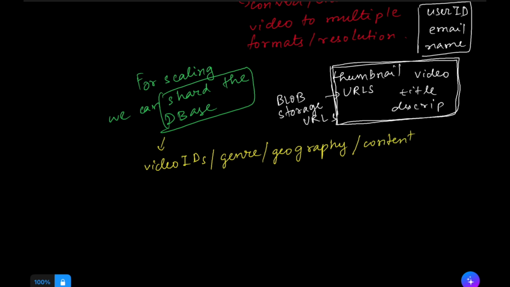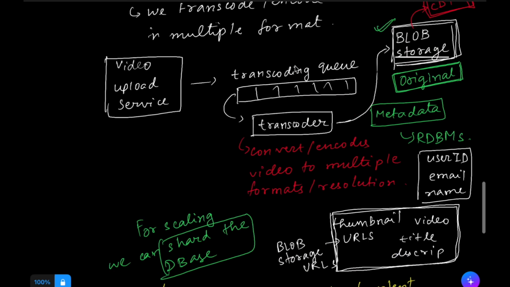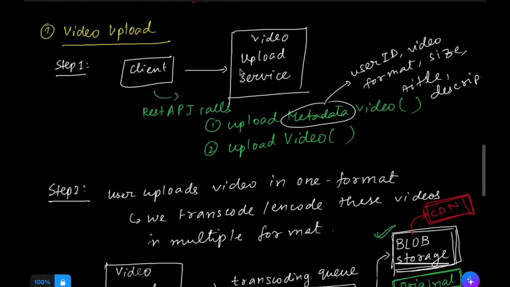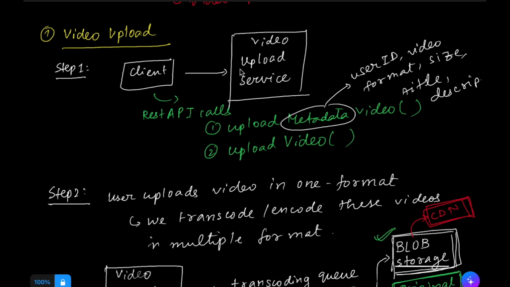Let's say one content creator is popular in a particular geography, so we will be moving those kinds of videos to the particular database which is nearer to that geography, etc. So in this way we can scale our system and shard our database. So this is an overall idea of how video uploading occurs and is handled by the video uploading service.